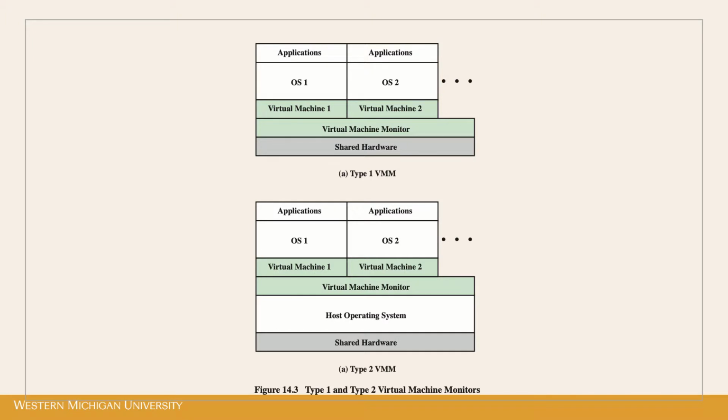In a Type 2 virtual machine monitor, we actually have the shared hardware that has its own host operating system, and then the virtual machine monitor runs as an application within that host operating system. So rather than running the VMM right on the metal, we're going to have a host operating system. This can be Windows or Linux, whatever you want it to be. Then we install the virtual machine monitor as an application, and after that it takes care of organizing and running our virtual machines.